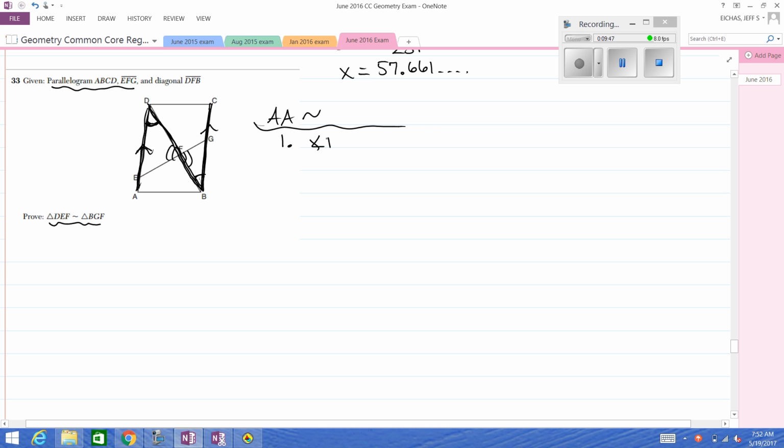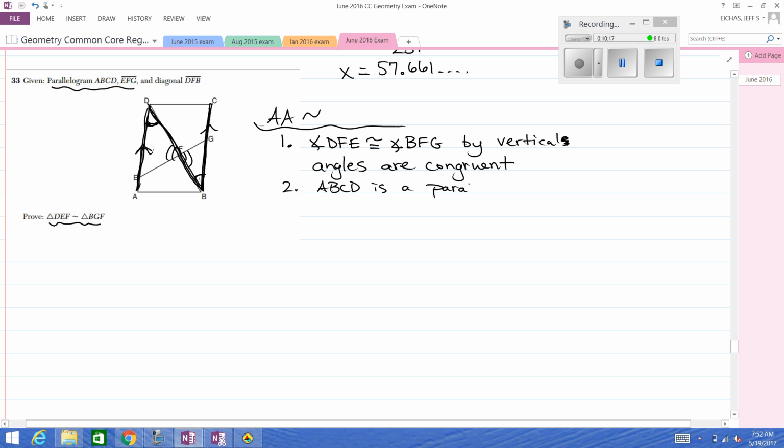So angle DFE is congruent to angle BFG by vertical angles theorem. Or you could say vertical angles are congruent. All right. Now it's going to take a few steps to get those other angles. So let's start out with the fact that ABCD is a parallelogram, because we're going to use that. So we've got to mention it in our proof.